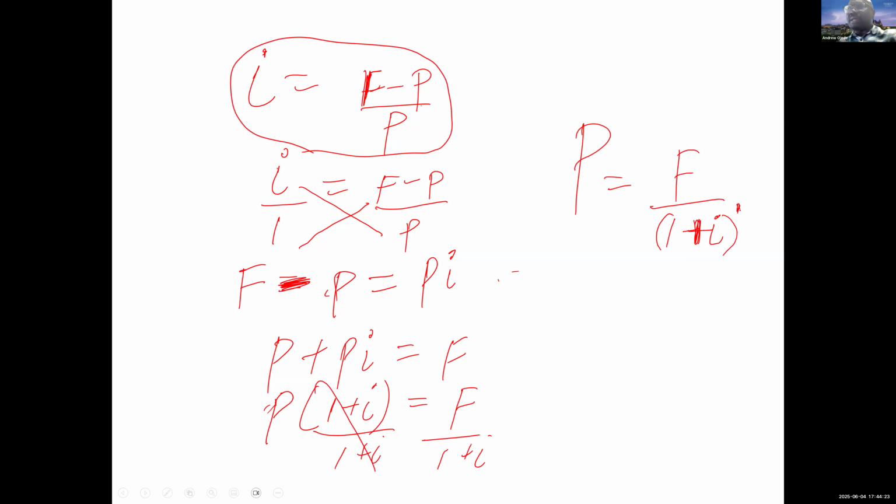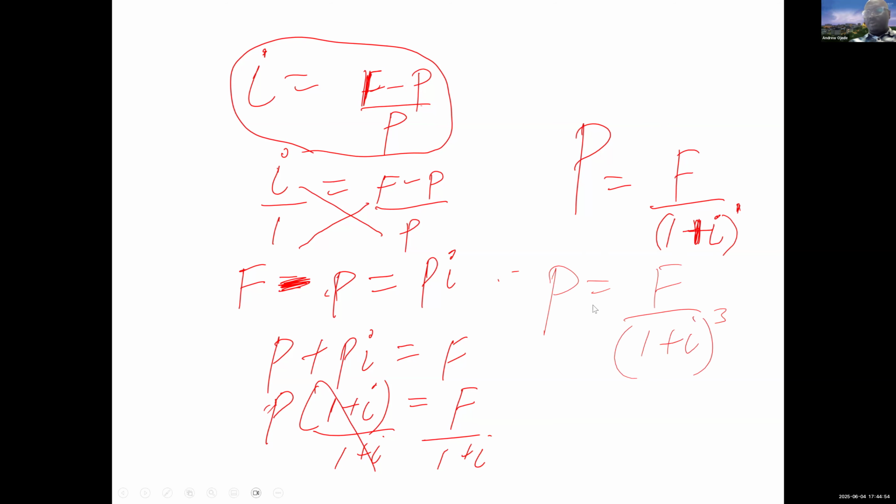But if I ask you to calculate the present value of a discount bond that matures in 3 years, you need to say P equals F over 1 plus I raised to the power 3. So it depends on the years to maturity. This is written as F over 1 plus I because we're assuming the bond matures in 1 year. But if it matures in 10 years, the power here is going to be 10.